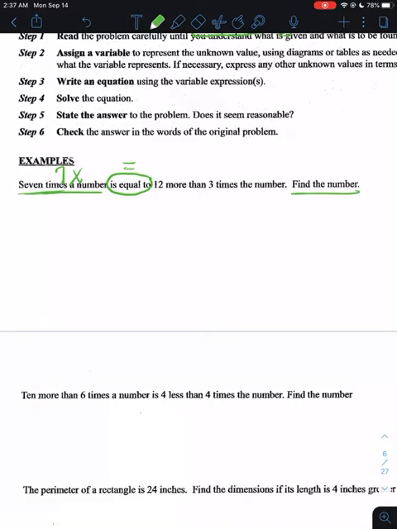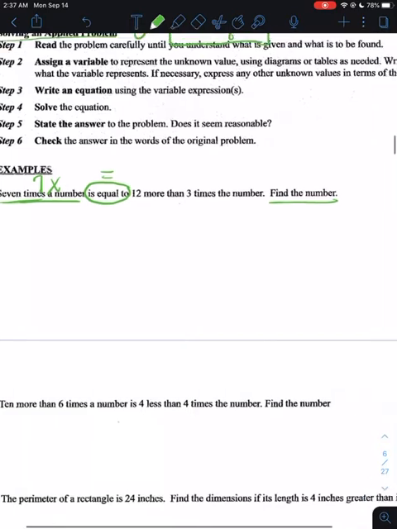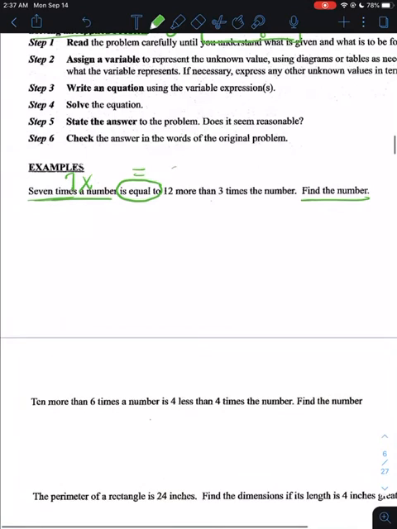12 more than 3 times a number. So that means you're going to take 3 times the number and you're going to add 12 to that. So 3 times the number, which we don't know, and you add 12 to that. So it's 3x, and then you add 12 to that. So that's the equation. This is the equation that I need to solve.